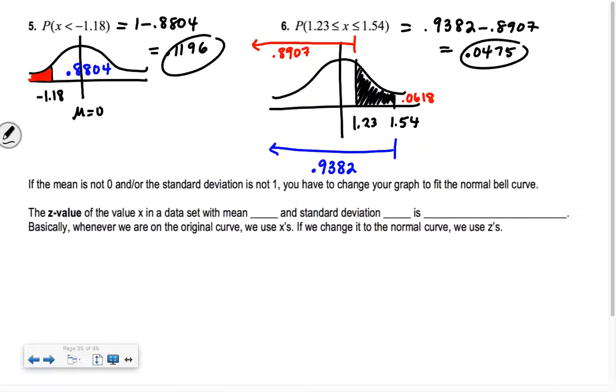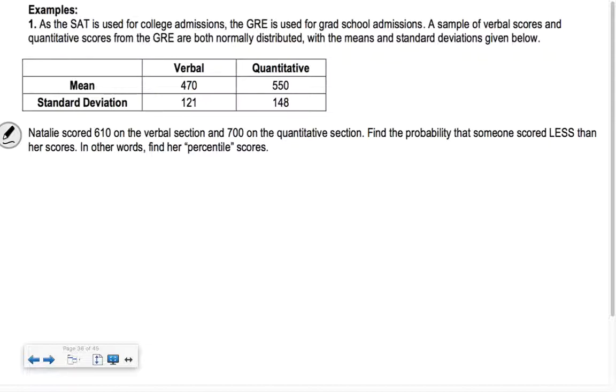Okay, so let's look at these. It says the z value of the data set with mean mu and standard deviation sigma is z equals x minus mu over the standard deviation. So basically when we have the original curve, we use x's, but if we change it so we can use our chart, we change them to z-scores.